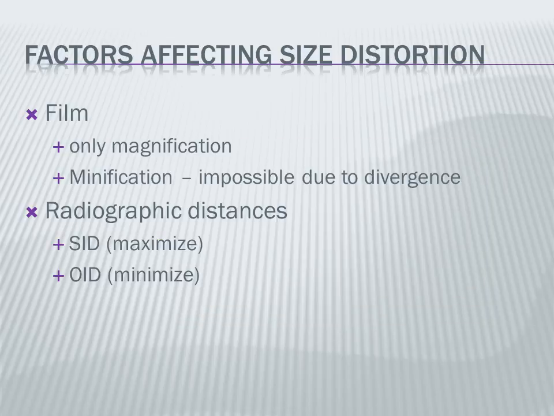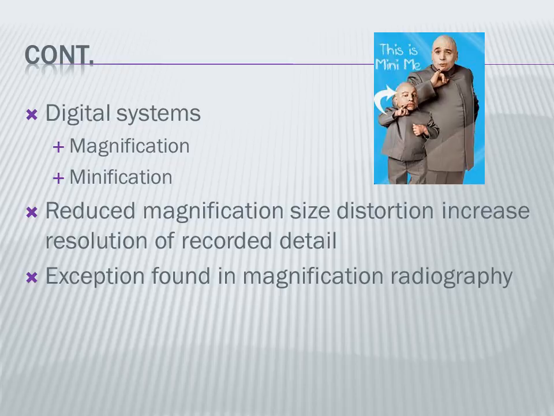Factors affecting size distortion. Film: only magnification. Minification is impossible due to divergence. Radiographic distances: SID maximize, OID minimize. Digital systems: magnification and minification are possible due to post-processing parameters. It's reduced magnification, size distortion, increased resolution of recorded detail. An exception is found in magnification radiography, where you want the images to be large.